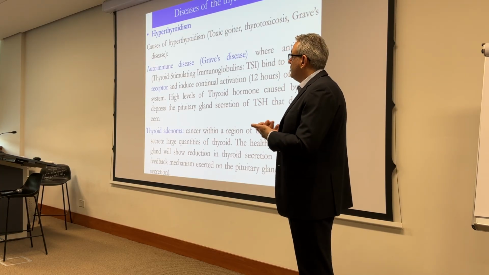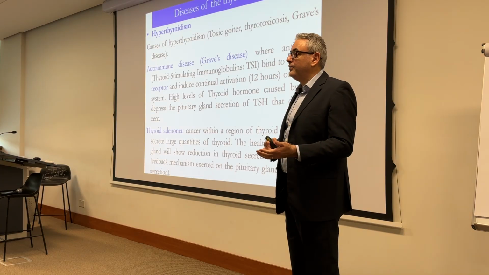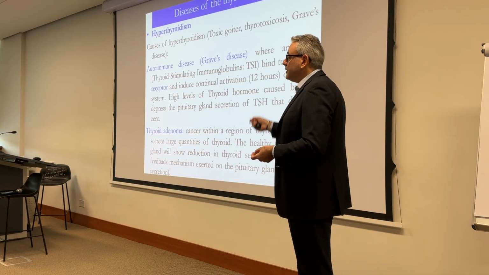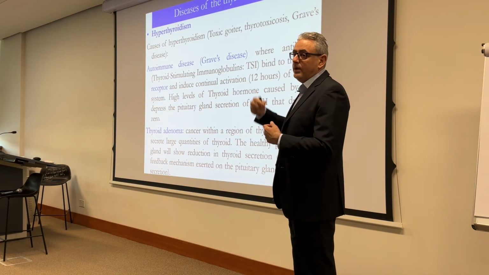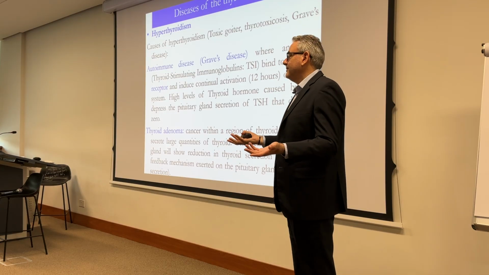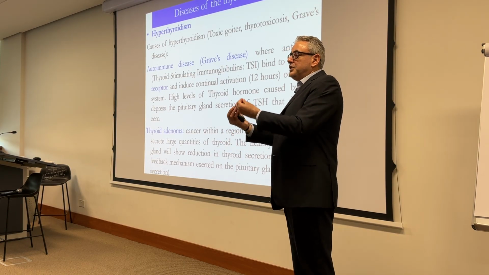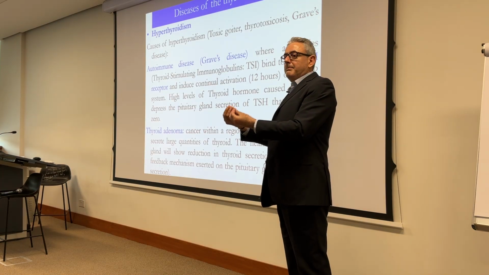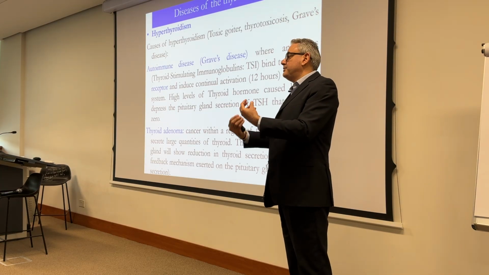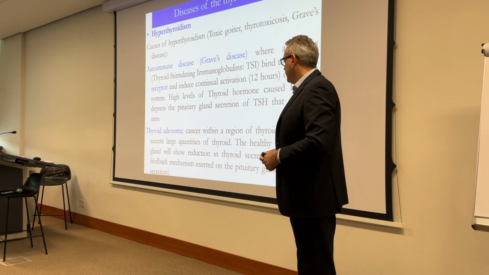And because there's a huge production of T3 and T4, guess what? The anterior pituitary gland will not release more TSH, right? Because it's not needed. But it's artificially manipulated by these antibodies because it's an autoimmune disease.